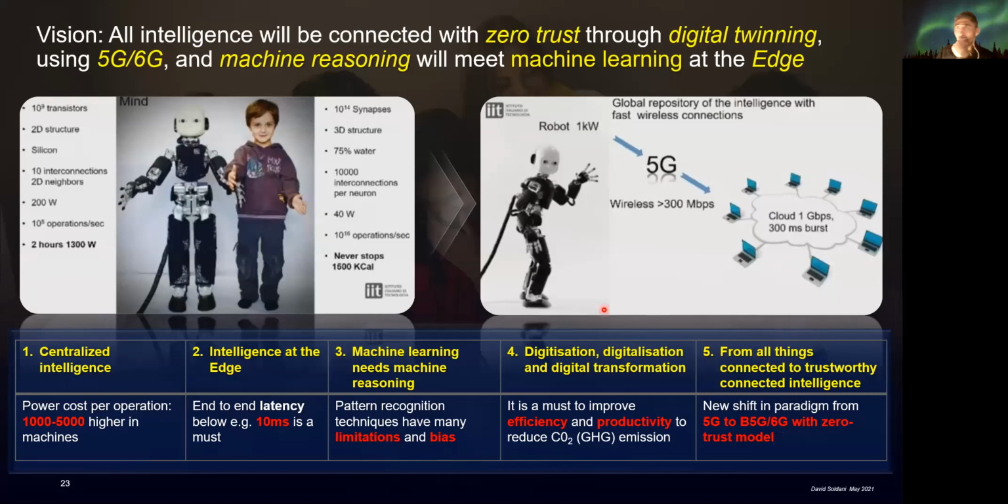So why have I come out with this vision? This is basically because of the current trends. First of all, artificial intelligence is very, very, very expensive.